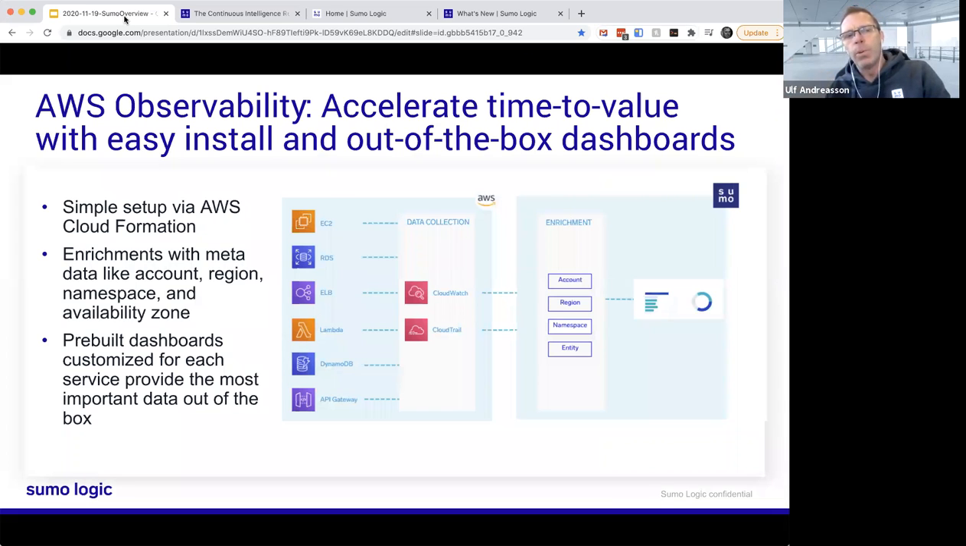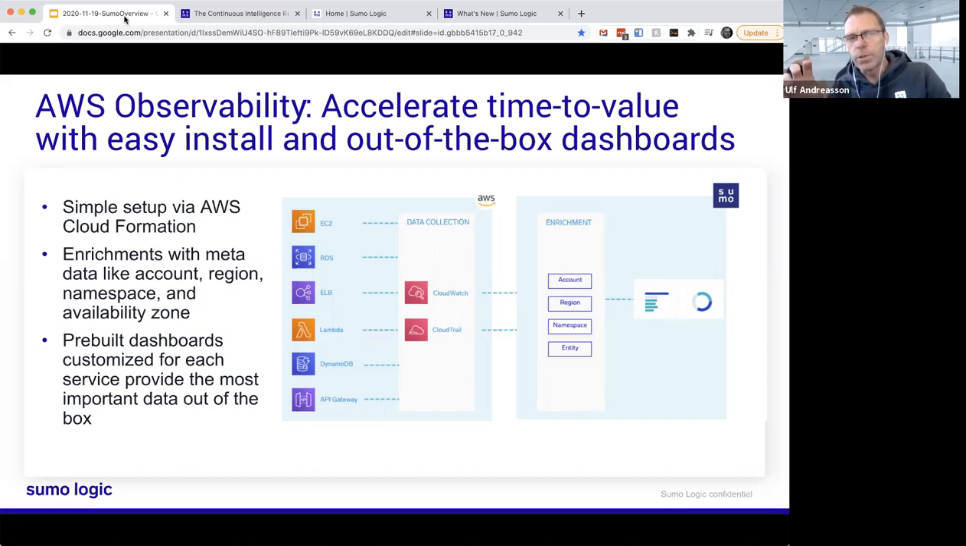What we do from a Sumo perspective is that we have a very simple way of collecting this. Simple in the sense that we have an easy way to set up the collection using AWS Quick Starts, or effectively CloudFormation templates, which can be stacked as well. So you have one CloudFormation template that uses a multitude of others. Then we collect all the data from the different accounts you want us to collect from, the different regions, and all the different data services and various entities in there.